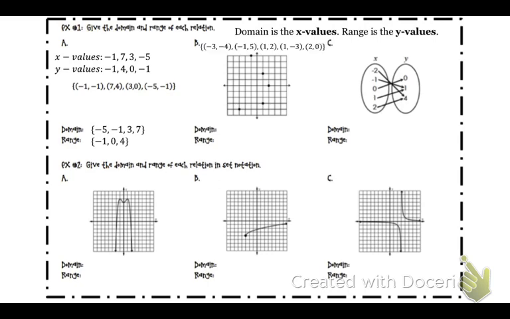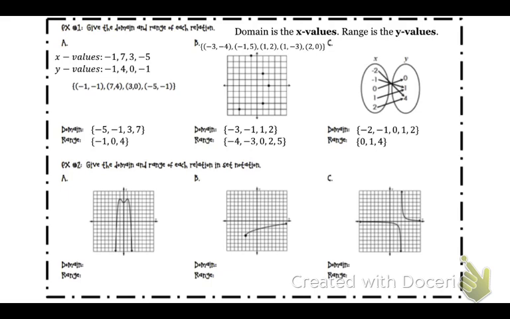Okay, and the second one, I'm going to write out all those points. So I have (-3, -4), (-1, 5), (1, 2), (1, -3), and (2, 0). So my domain is -3, -1, 1, and 2. My range is -4, -3, 0, 2, and 5. Okay, for this last one, my domain is -1, 0, 1, and 2. My range is 0, 1, and 4.